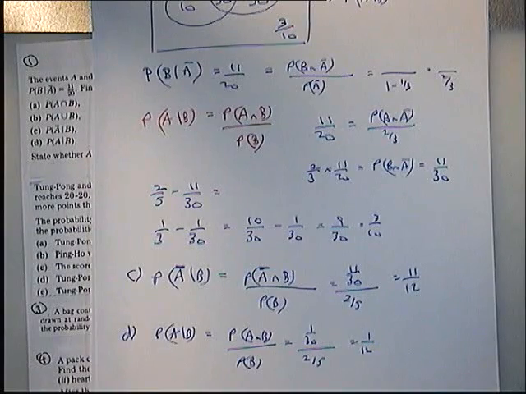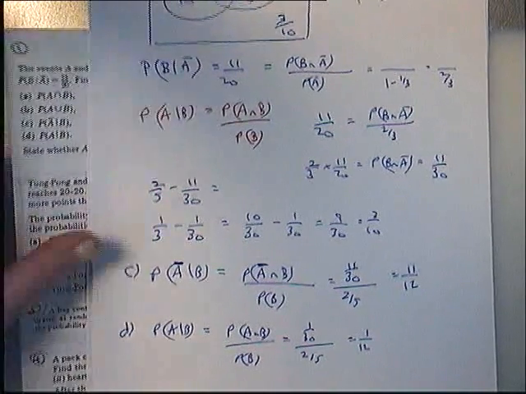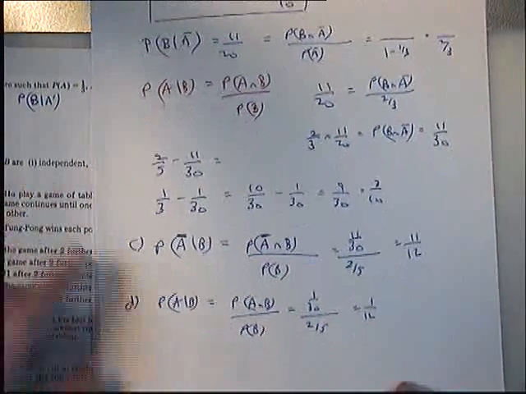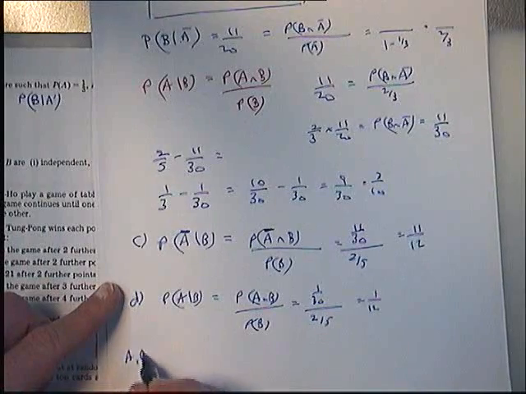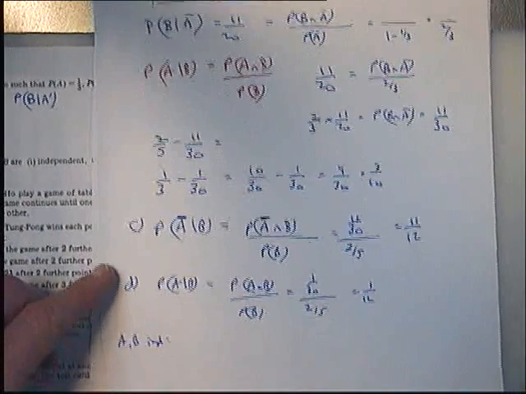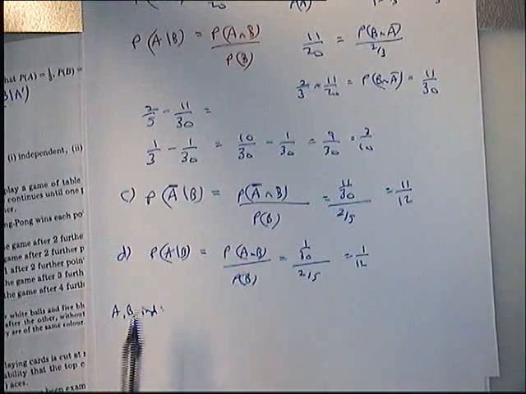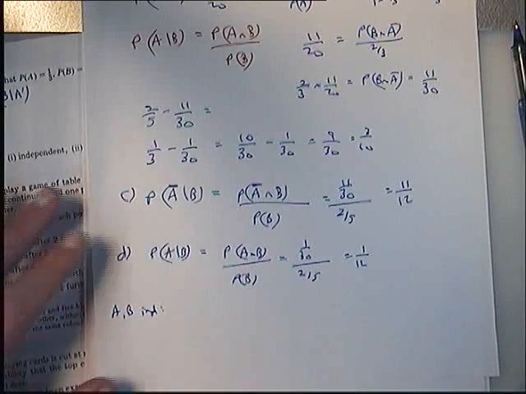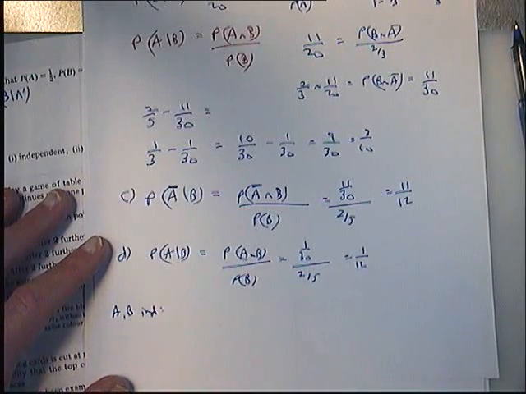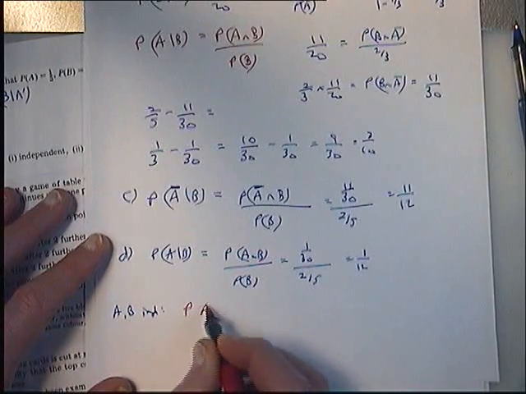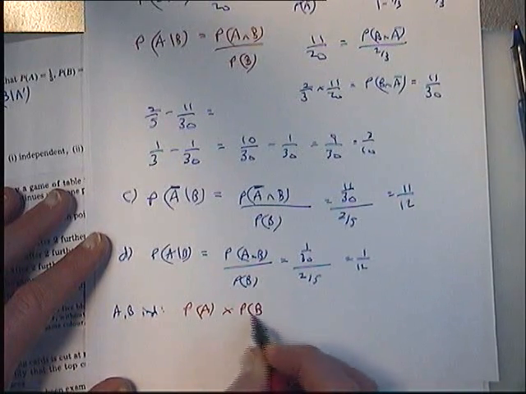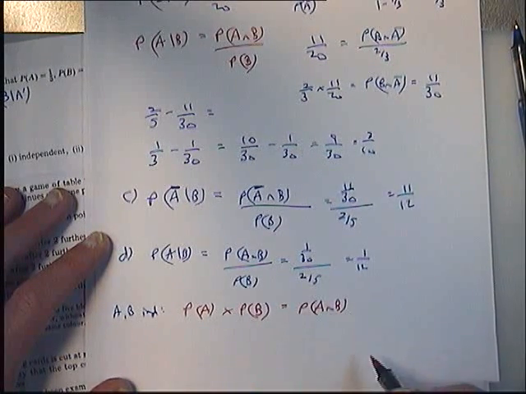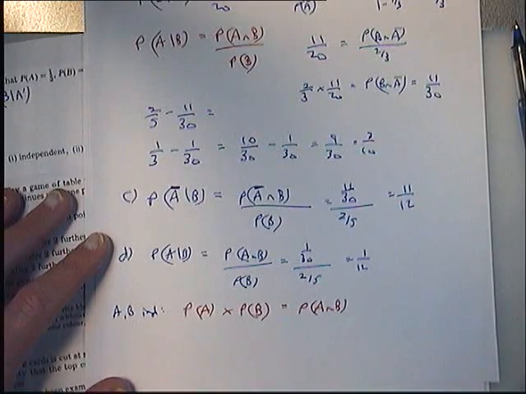There are two more parts to this question. Part E, or part 1 as it was here, is: are A and B independent? Can anybody tell me the condition for independence? How can we tell if they are independent? There's one condition you need to learn. A times B equals the intersection. You're asking yourself, does the probability of A times the probability of B equal the probability of A and B? If it does, they are independent.